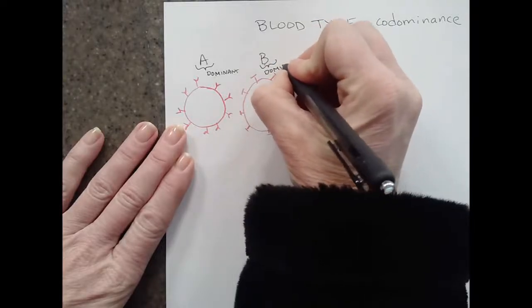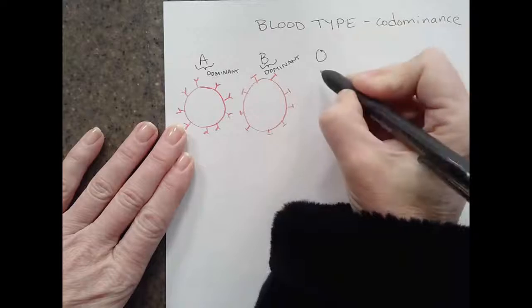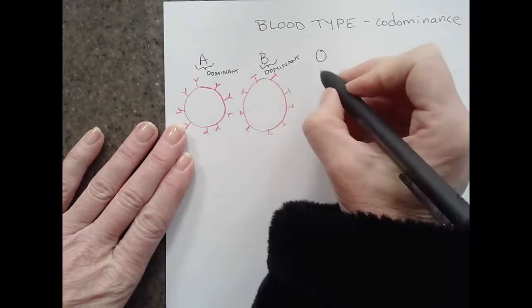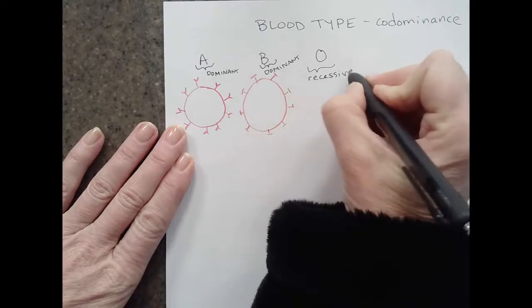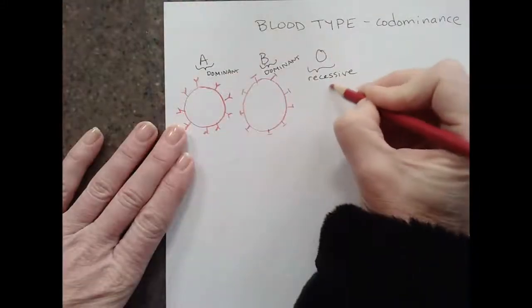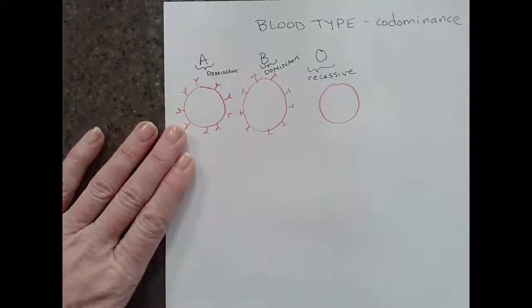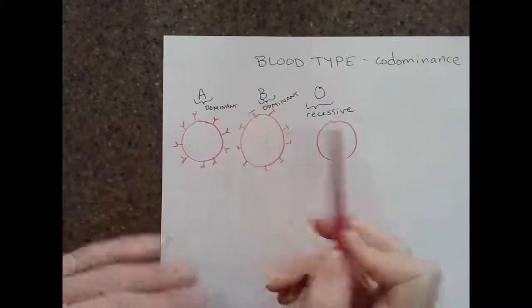And then the final situation is if a parent gives you A and the other one gives you B. And this is where we get the example of codominance, because they're both dominant. And with codominance, you see both.